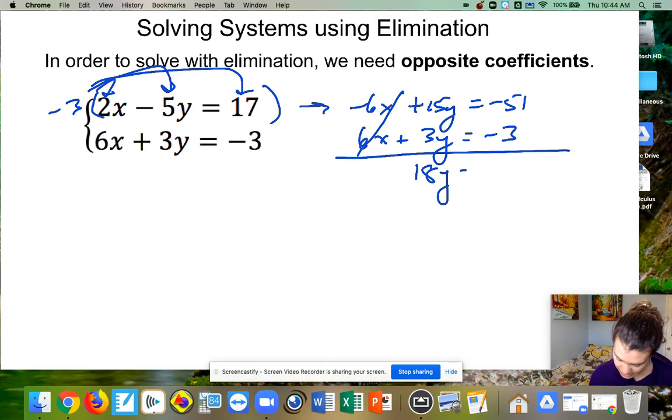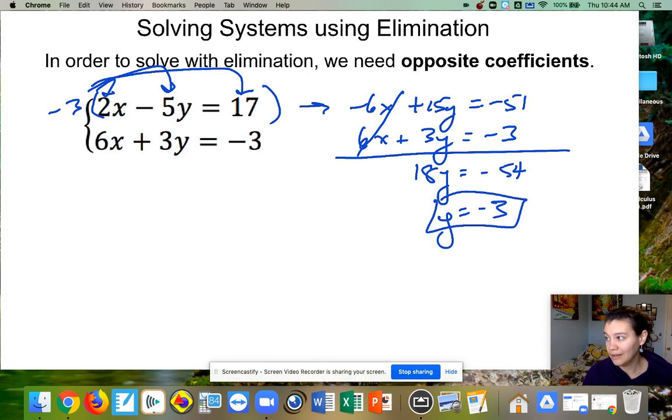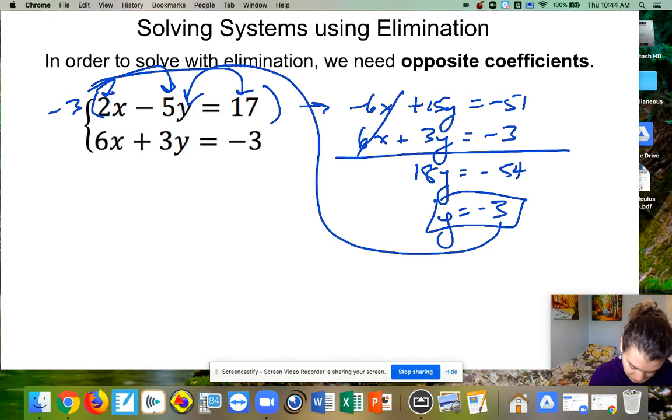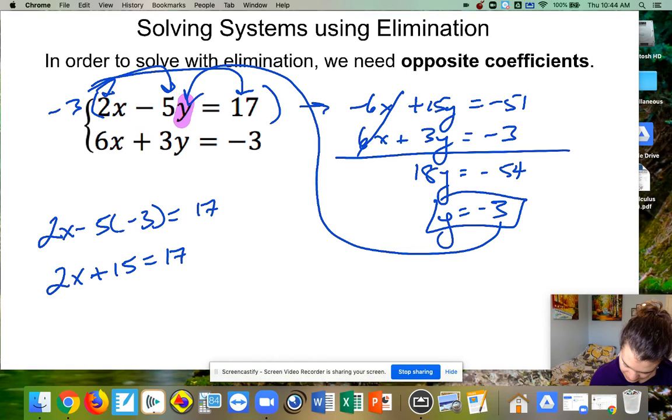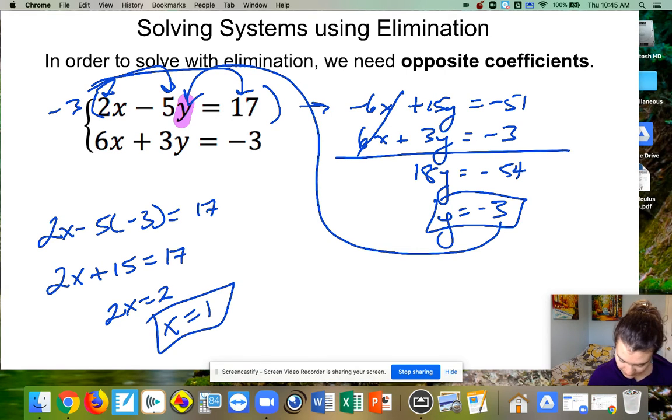You'll get 18y equals -54. Divide by 18 to get y equals -3. Now again, we have to find the other value. So take that -3 and plug it back in for y right here, and then solve. So 2x minus 5 times -3 equals 17. 2x plus 15 is going to equal 17. You can subtract the 15 to get 2x equals 2, or x equals 1. And there's your solution. If we write it as a point, you'd have (1, -3).